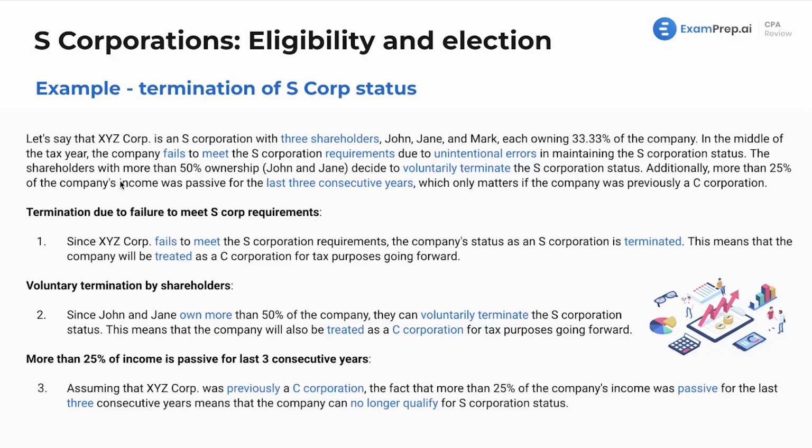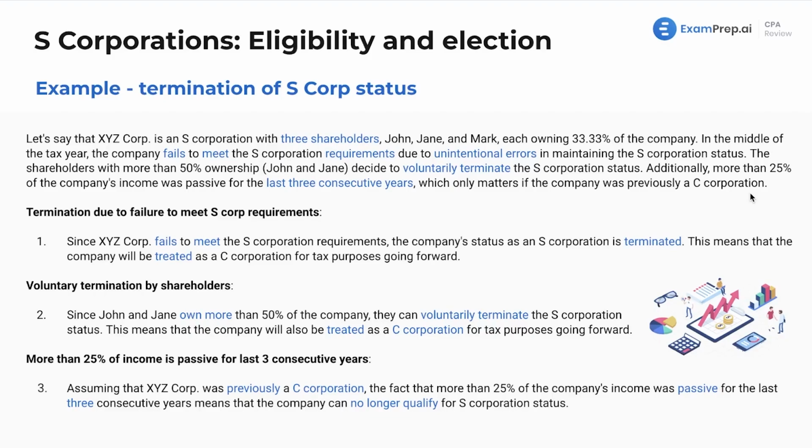Additionally, more than 25% of the company's income was passive for the last 3 consecutive years, which only matters if the company was previously a C Corporation. Again, that rule exists to allow the IRS to control these entities so that you can't make a lot of money as a C Corp, convert it to an S Corp, and then cash out with only single taxation. C Corporations have that double taxation. We'll talk a lot about if it was previously a C Corp.